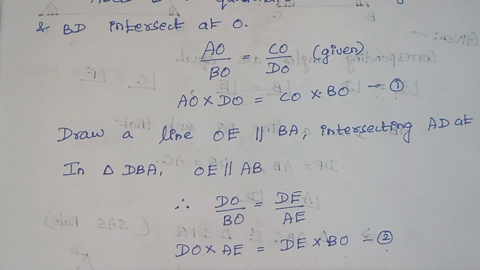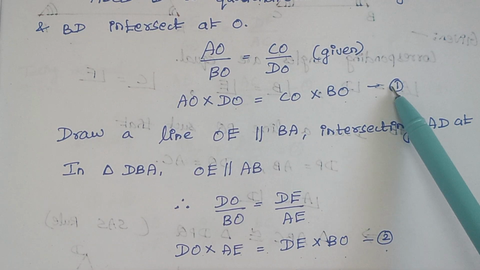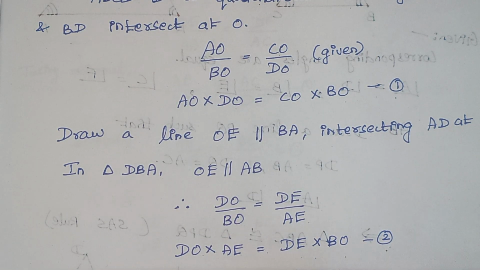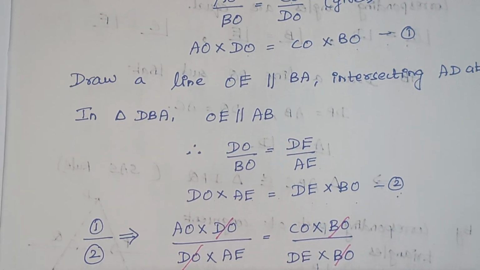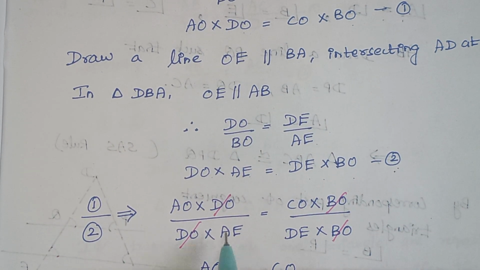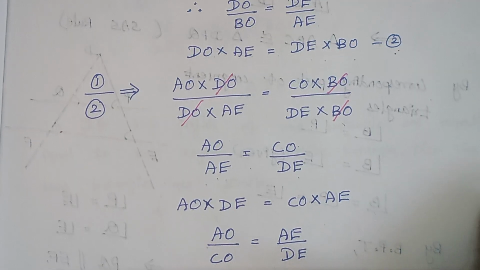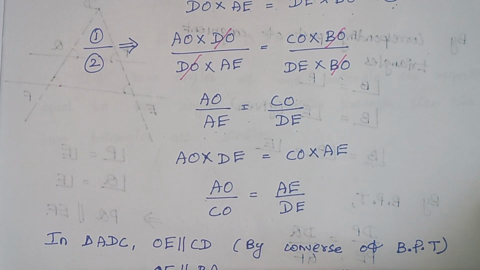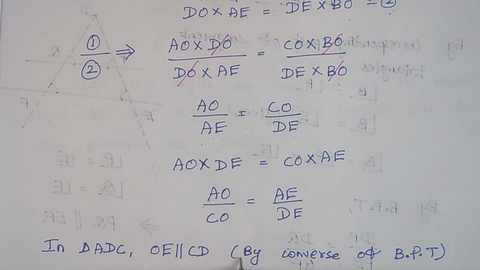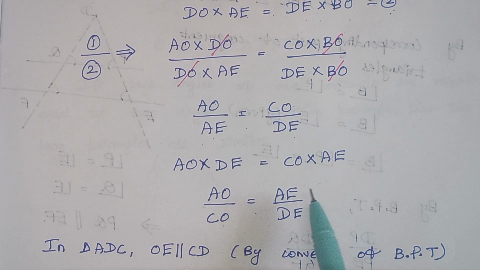Now we are going to divide equation 1 by equation 2. I'll tell you the reason why. When you divide, the common terms get cancelled, and finally we end up with AO by AE is equal to CO by DE. Now making some arrangements, that is AO by CO is equal to AE by DE.